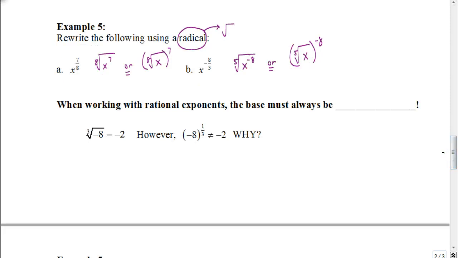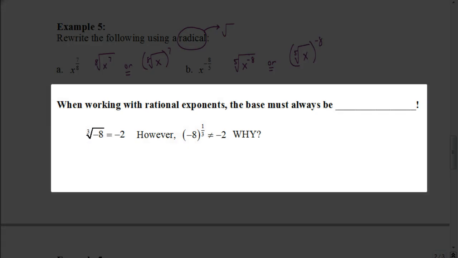Now let's look at this little statement. This is kind of a unique thing. This is a loophole that we have with rational exponents. When we work with rational exponents, the base must always be positive. And the reason why is because of this loophole. Now, the cube root of negative 8, that's okay. The cube root of negative 8 would be negative 2, because negative 2 times negative 2 times negative 2 would be negative 8. However, negative 8 to the 1/3 power is not always the same as negative 2.